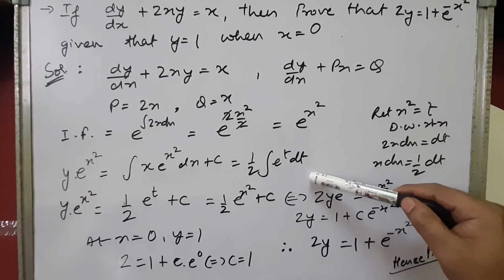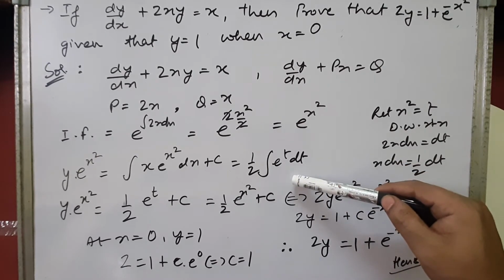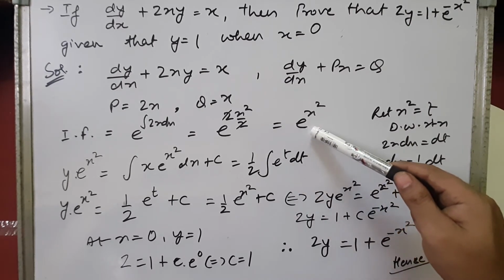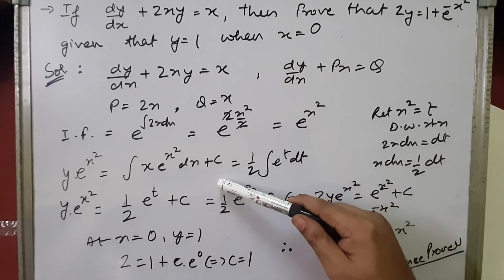Alright. Now what we'll do, we'll put the integrating factor in the solution of the linear differential equation, which will be y into integrating factor equals to integration of q into integrating factor dx plus c. So when we put the value of integrating factor as e to the power x square, we'll get the solution as y into e to the power x square equals to integration of x into e to the power x square dx plus c.